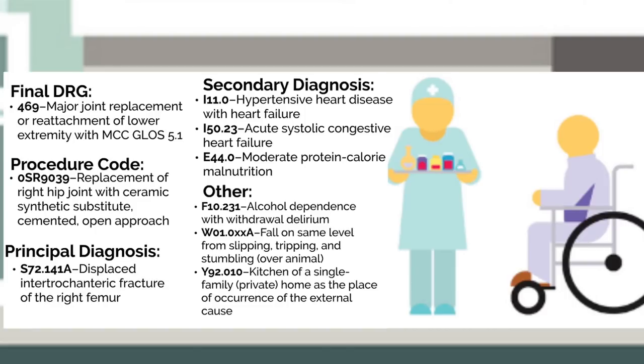The hypertensive heart disease with heart failure, acute systolic congestive heart failure, and moderate protein calorie malnutrition is listed here as secondary. Also notice the additional codes that continue to follow Mr. Jones: alcohol dependence with withdrawal delirium and falling over an animal in the kitchen.